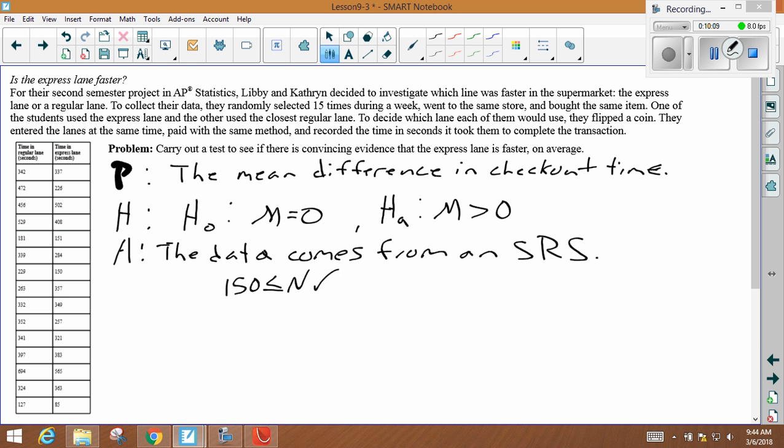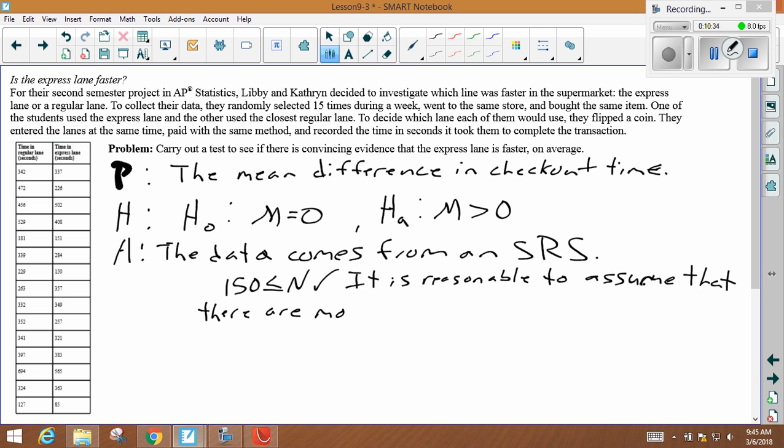Right, it's reasonable to assume that there are more than 150 transactions or customers through a lane or whatever you want, right?